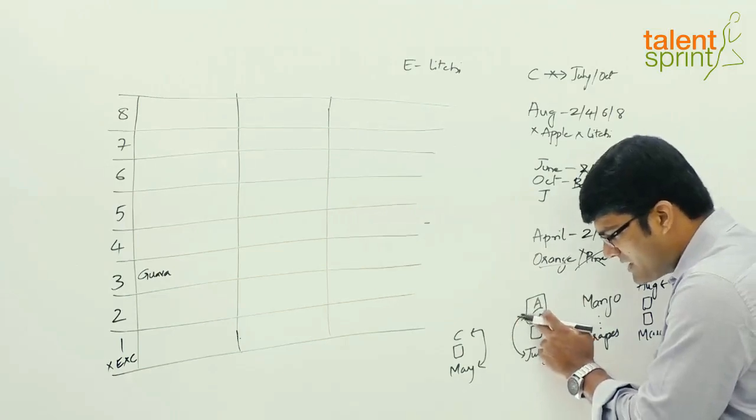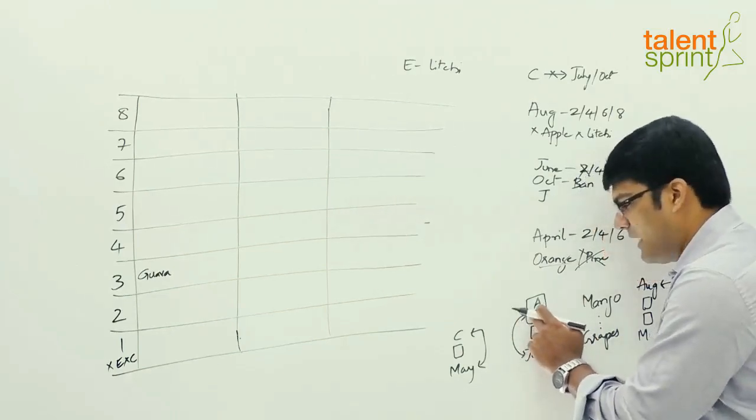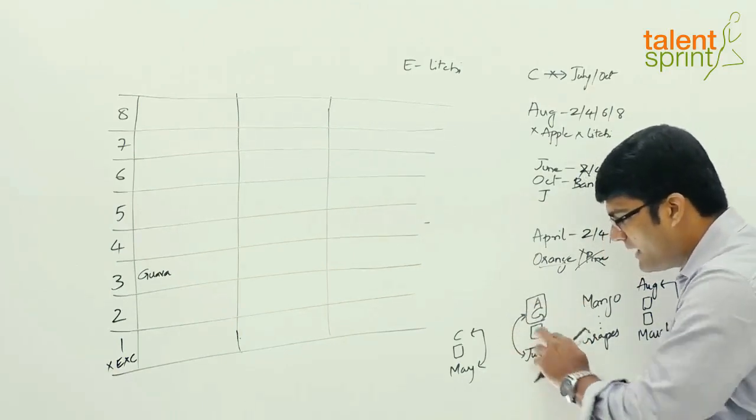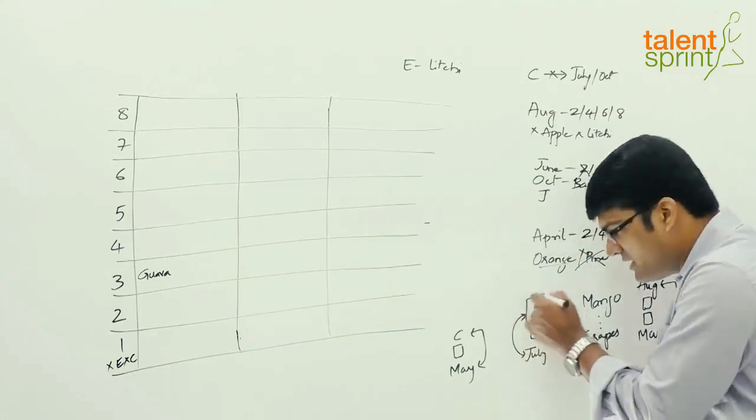So for example, if G comes here, this will be G, this is going to be A, and this will become July. I hope you understand this. G and July can be swapped. So it doesn't mean that July will go there and G will come down. If G comes down, A will also come down accordingly because these two are together.